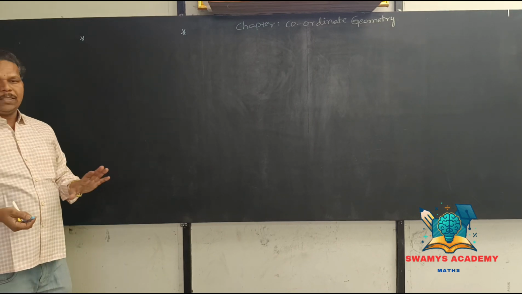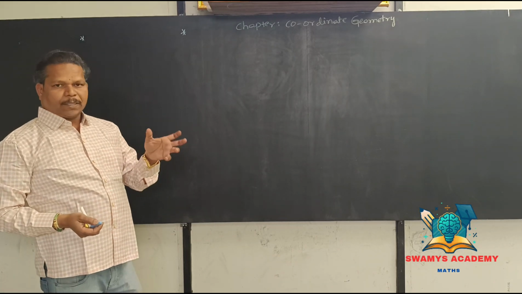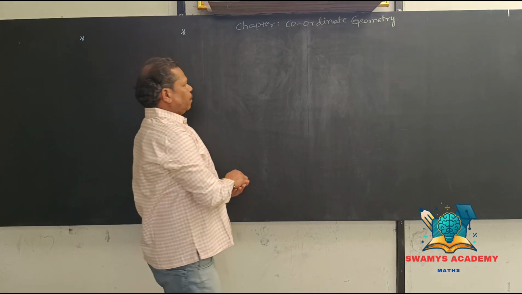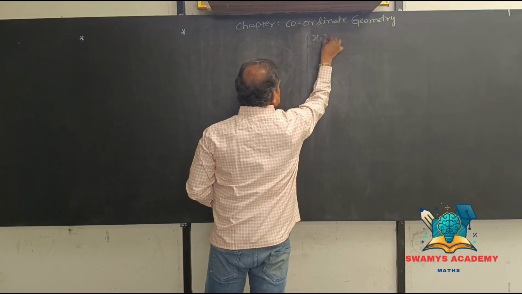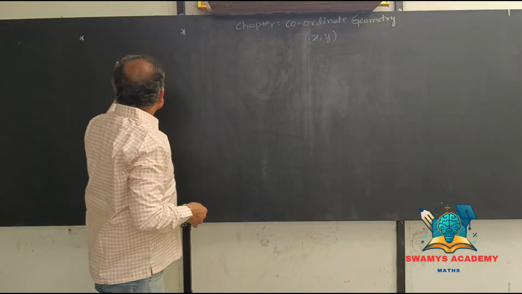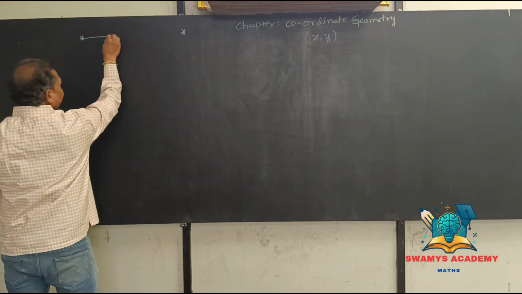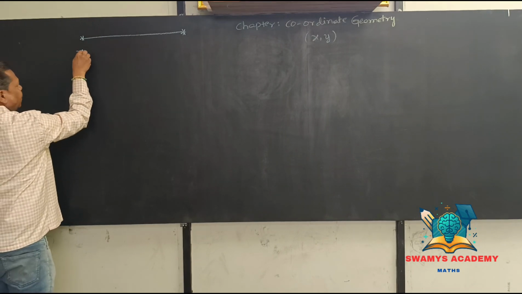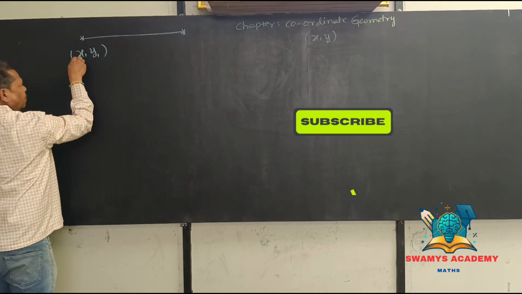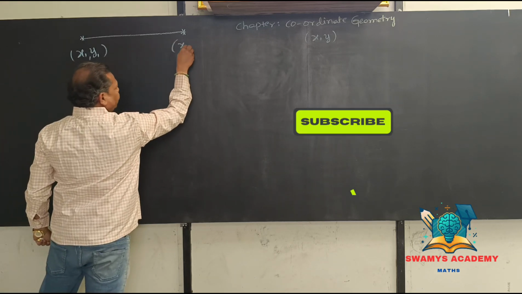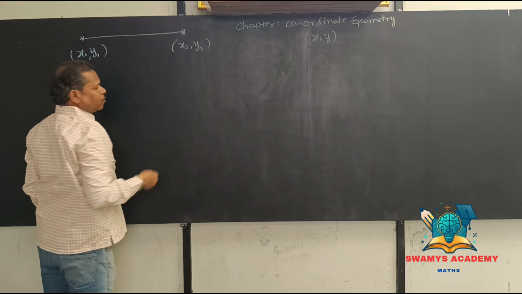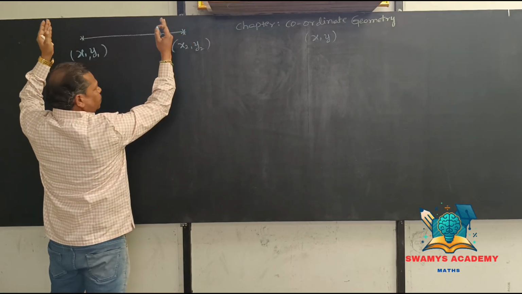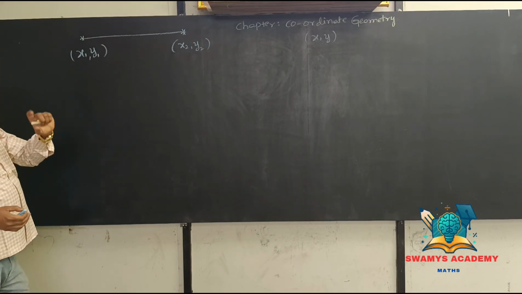Generally, coordinates are separated by commas and enclosed in parentheses, that is x comma y. Here the given distance is between the two coordinates, x1 comma y1 and x2 comma y2. To find the length between the two coordinates in the graph, we'll use a formula.